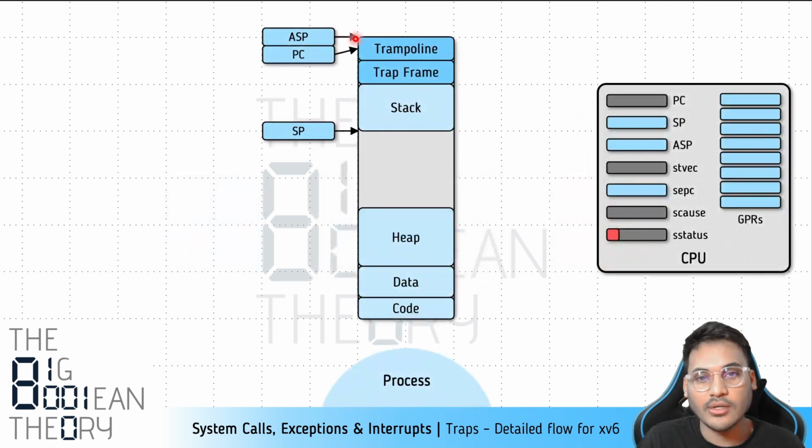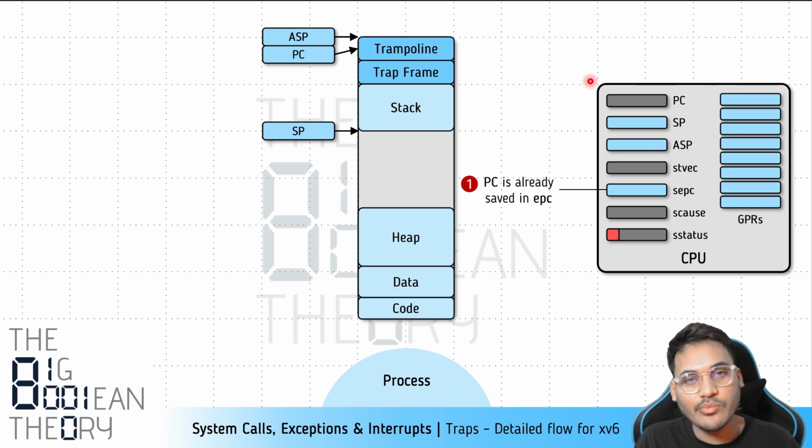So this is our starting point. This is where we left off at step 1. At the end of step one, we were here. We had changed the program counter to trampoline. We have not yet executed the trampoline code, but we are about to. So the first thing is that we have to save the remaining registers.